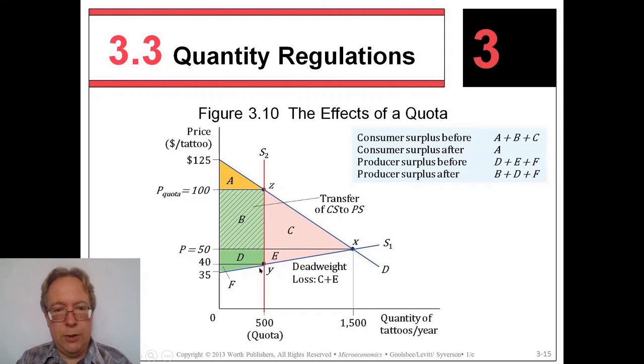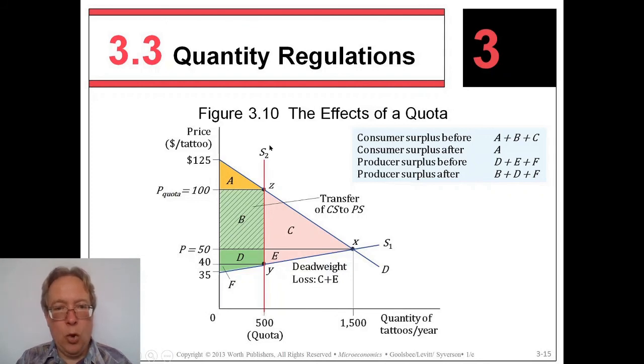Okay, so suppose this is supply, this is demand. The original situation, the market equilibrium is here. So consumer surplus is A plus B plus C. Producer surplus is D plus E plus F, as you know by now. But now suppose that a quota is imposed. It cannot be more than 500 units traded per year.